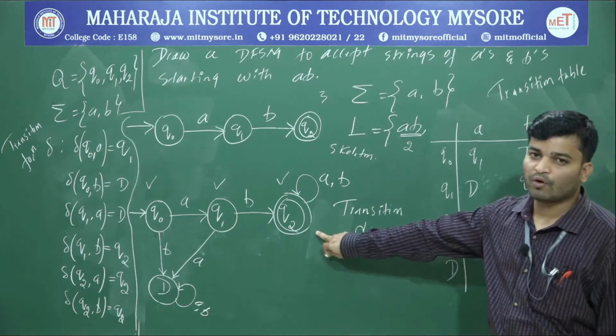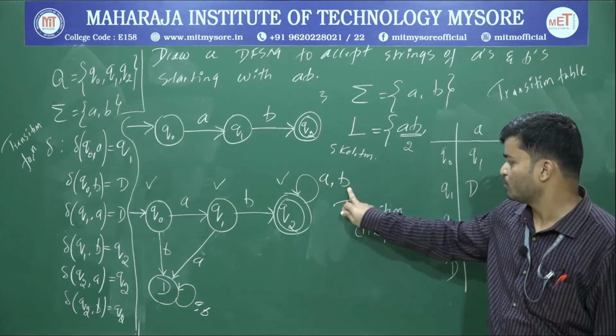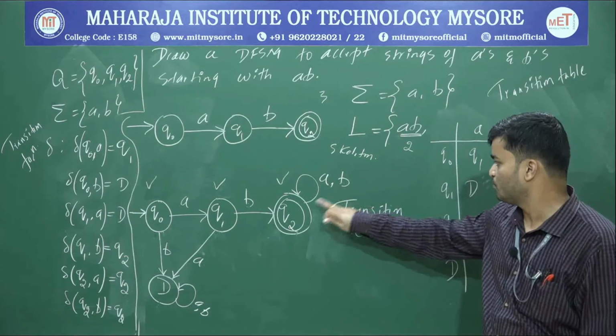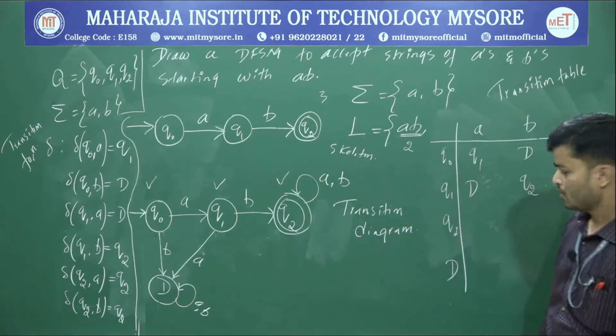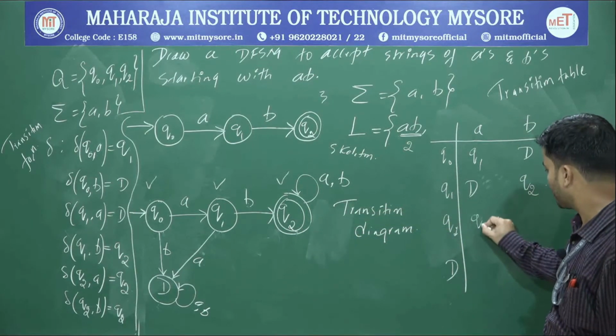Next, go with Q2. What is Q1? Q2 upon A as well as B is again Q2. So Q2 upon A as well as B is again Q2.